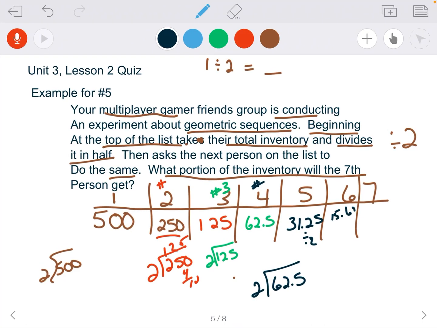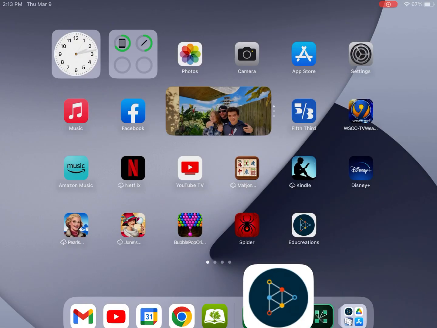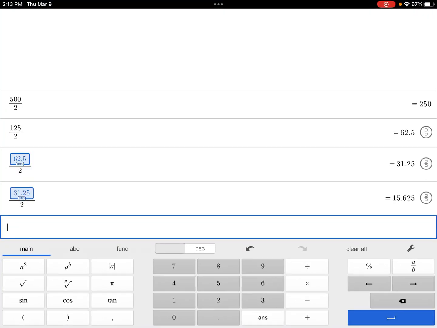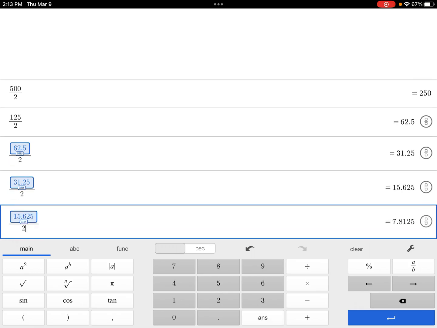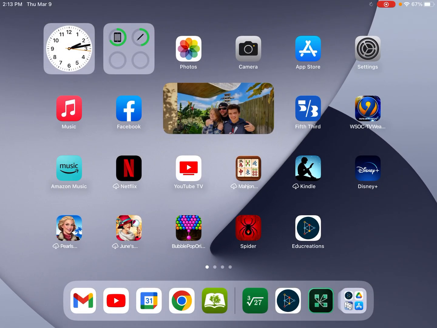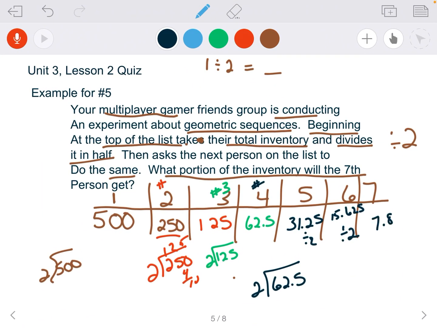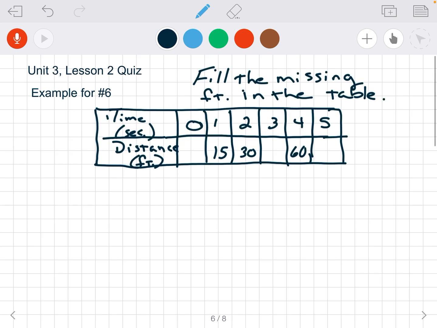15.625. And guess what? I'm going to divide that by 2 now. And I'm going to get either the fraction 125 over 16 or 7.8125. So you're actually just doing this like the table I did. Do that to complete number 5, and you will have it made. So you're going to the 7th person on number 5 as well.